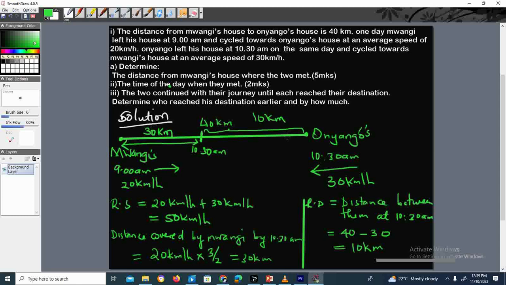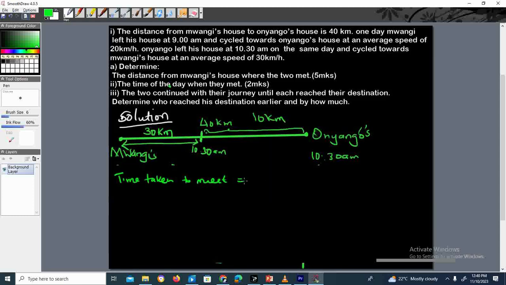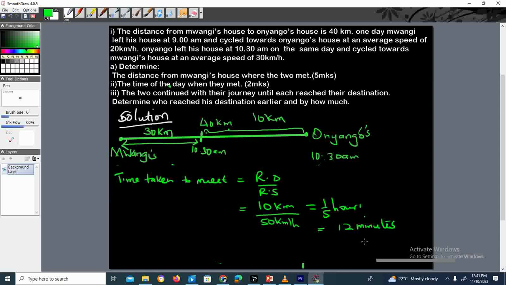So now you can calculate the time they took to meet, because we have the relative speed and the relative distance. It will be given by the relative distance over the relative speed. The distance between them is 10 kilometers, and the relative speed was 50 kilometers per hour. So this will be 1/5 hours. It will be the same as 12 minutes when you multiply by 60. So that's the time it took for them to meet.